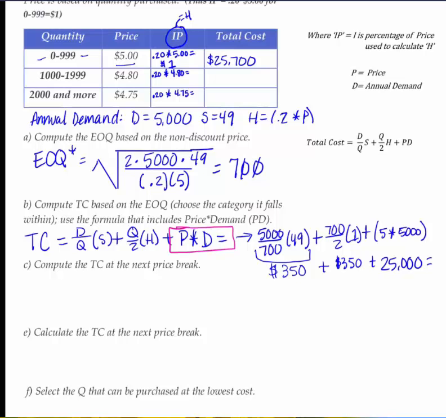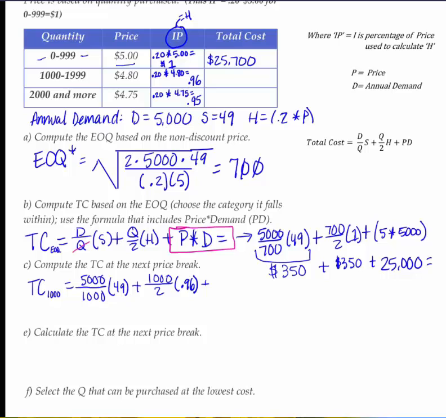So we're going to change out the Q, because now instead of ordering the economic order quantity of 700, we're going to order 1,000, because then we can get the price break. So now that first part of the equation will look slightly different. And here I've gone ahead and filled in the numbers. So take a quick look here.